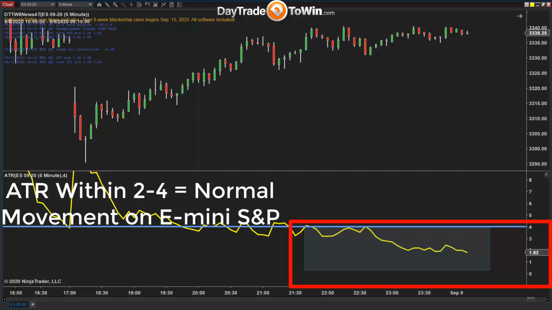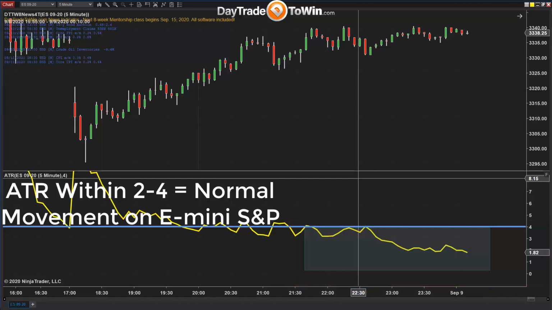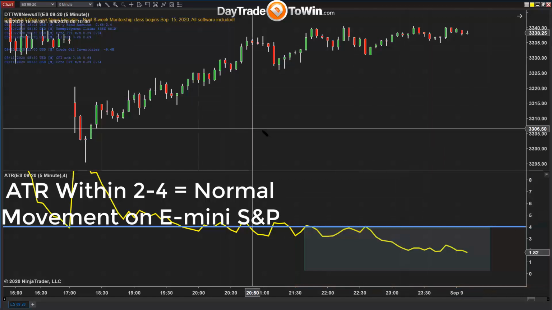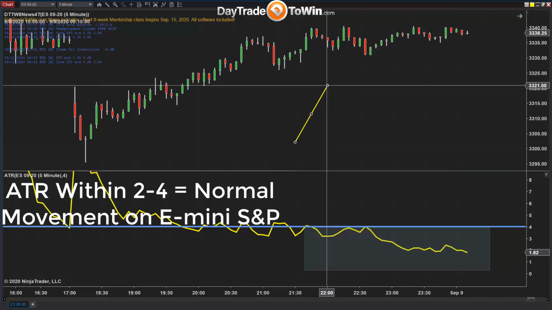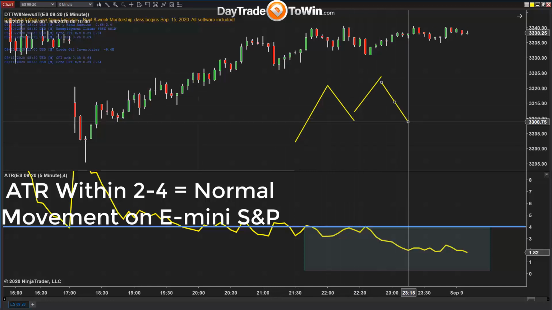I like to see the trade here above 1 point. And so if you're looking at the market during this type of activity where the ATR is between 2 and 4, it's normal. You buy, you sell, take 1 times the ATR. Even though it could be trending, you still have a lot of opportunity as the market does something like this.